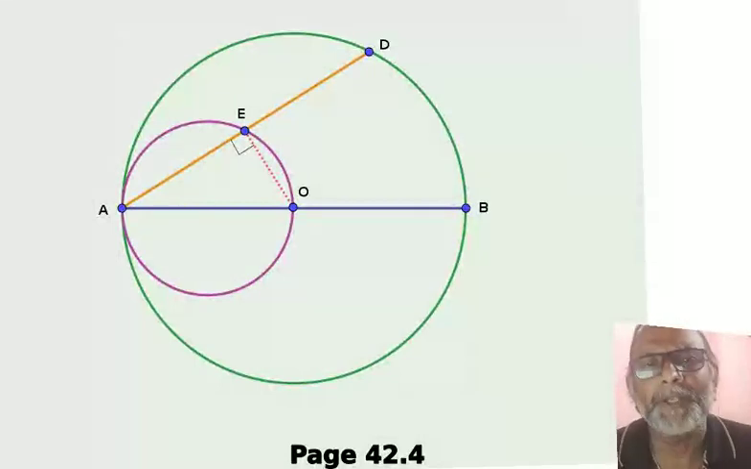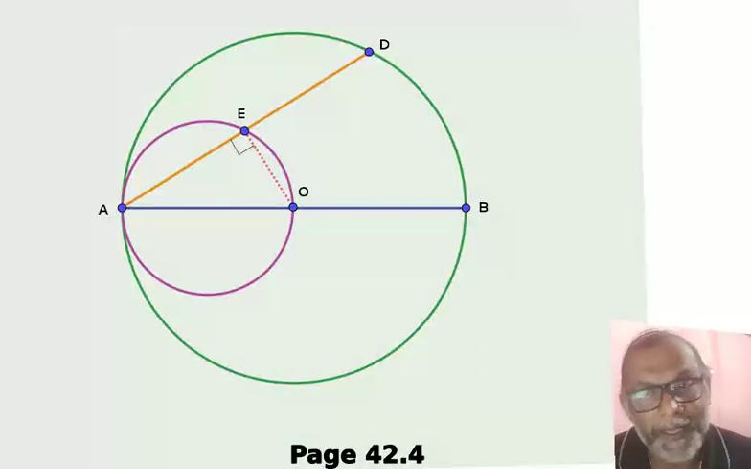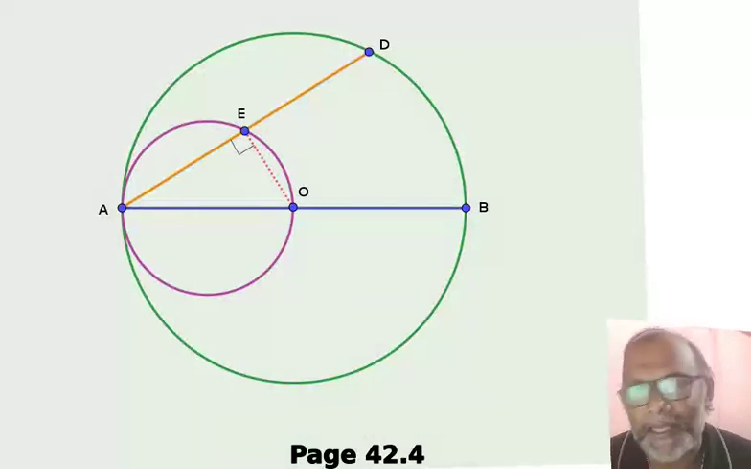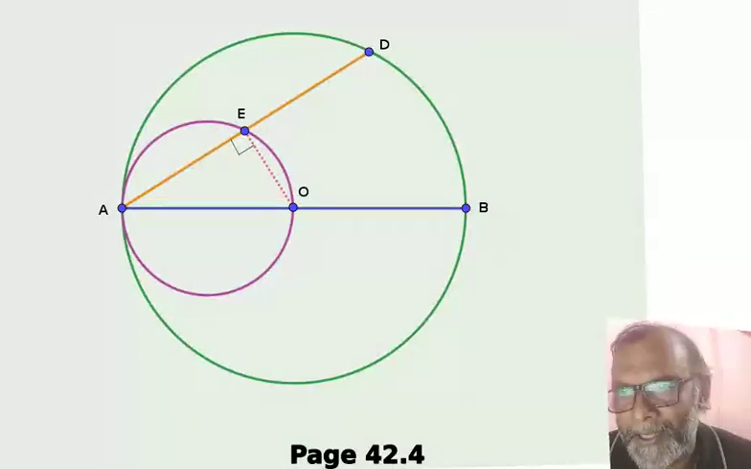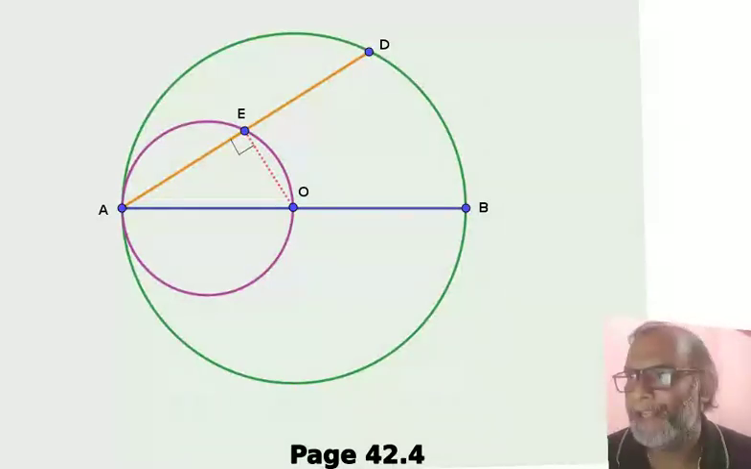Why is it 90 degrees? Because look at the small circle only. In the small circle, AO is the diameter, so the upper part is a semicircle, and E is a point on the semicircle, so that angle is always 90 degrees. We have already learned that. So the angle at E is 90 degrees.